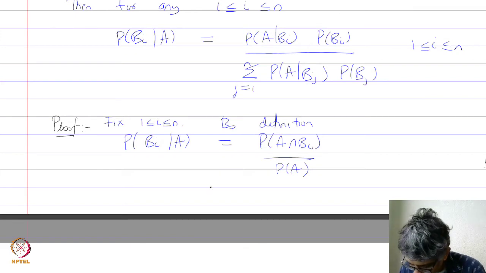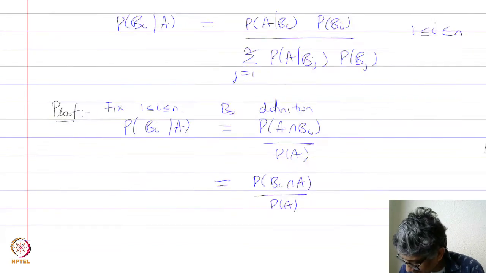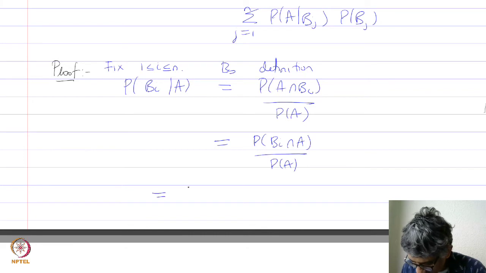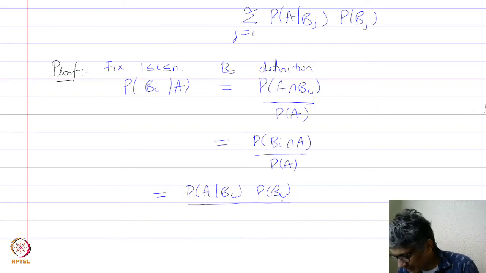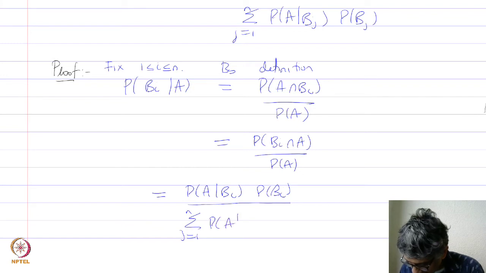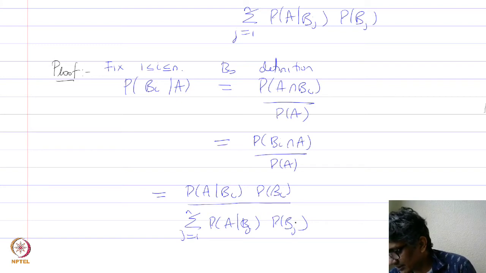Now that's the same as, like we did before, the probability of Bi and A divided by the probability of A. Now you do two steps. Think of the numerator as the probability of A given Bi times the probability of Bi. This is by definition of conditional probability. And for the bottom, you use theorem 1.3.5, which says that it's the same as the sum from j equal to 1 to n of the probability of A given Bj times the probability of Bj. It's a simple idea.